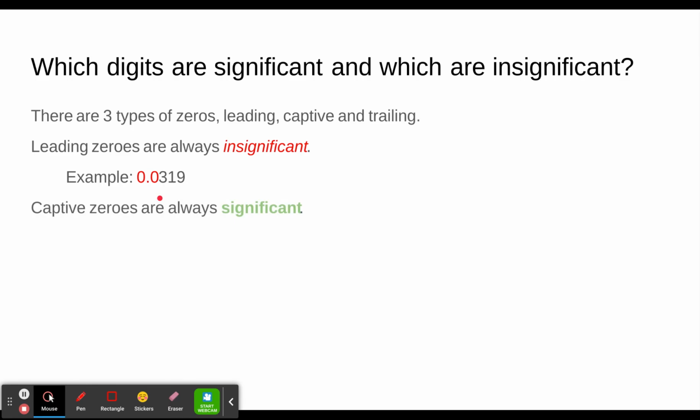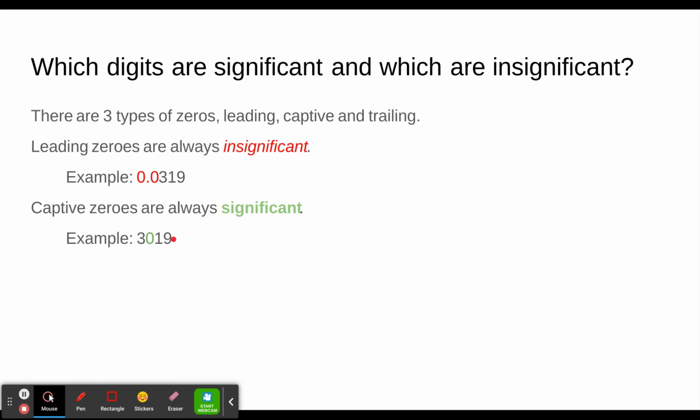Captive zeros are always significant. So if you have a captive zero, well, what's a captive zero? A captive zero is a zero that's in between 2 non-zero digits. So because the 3's on the left, the 1's on the right, the 0 in the middle is significant. This would have 4 significant digits. The 3, the 0, the 1, and the 9 are all significant in this case.